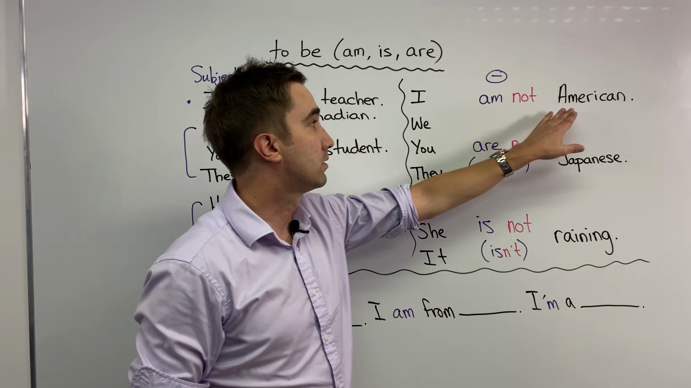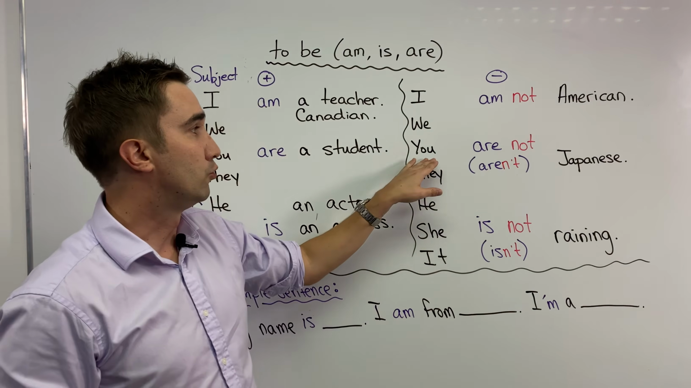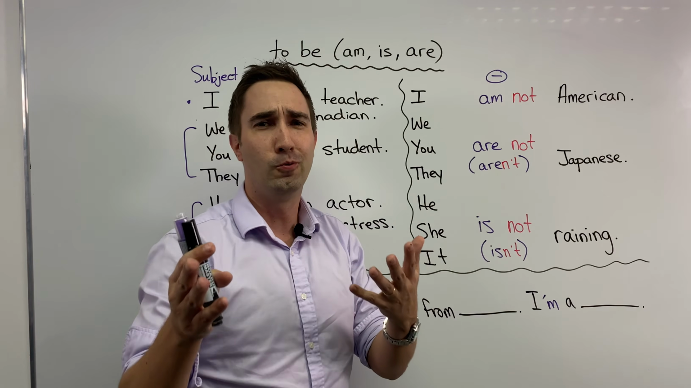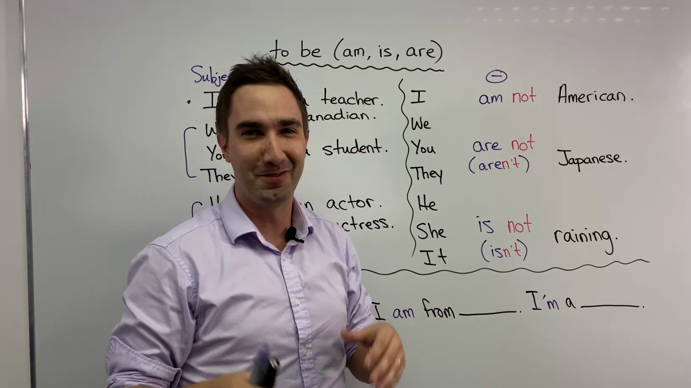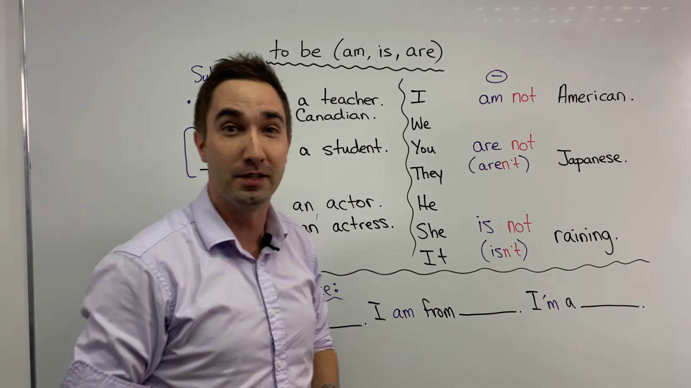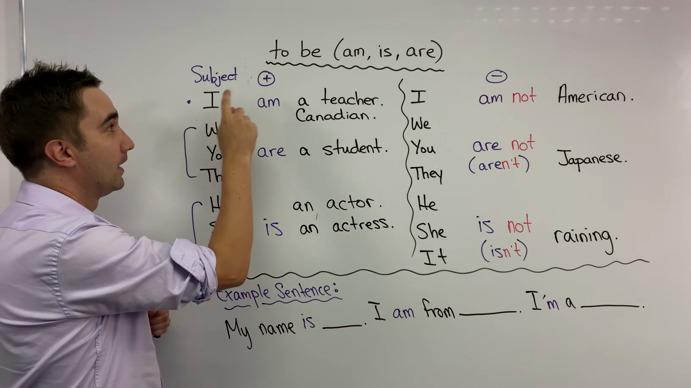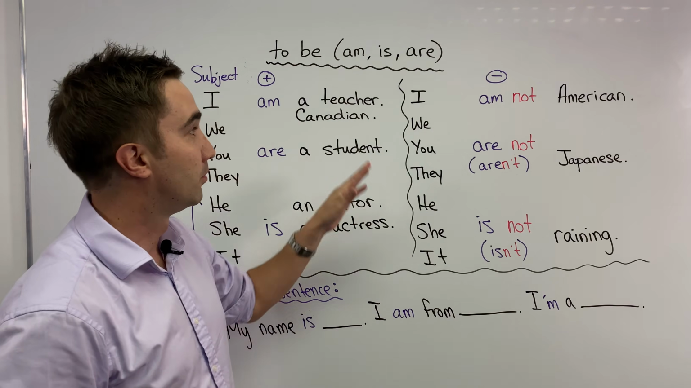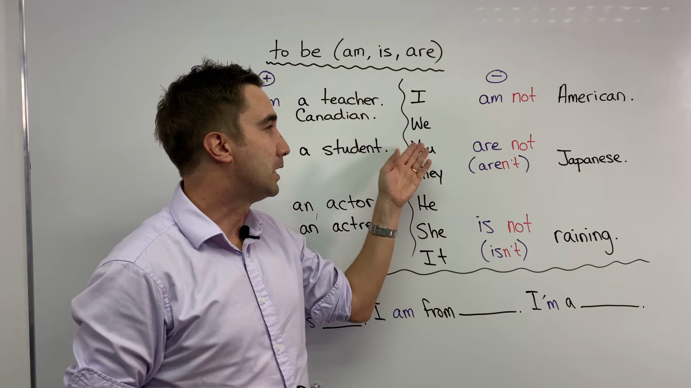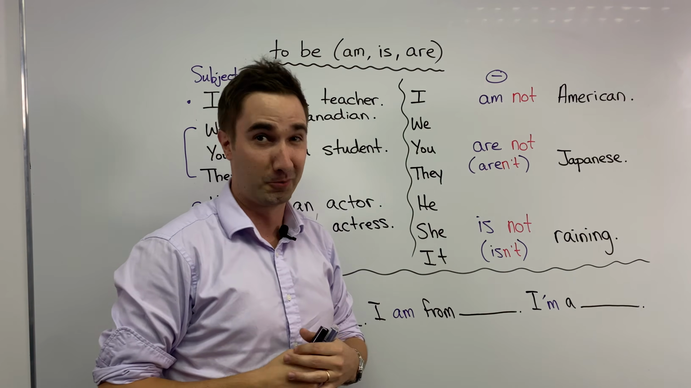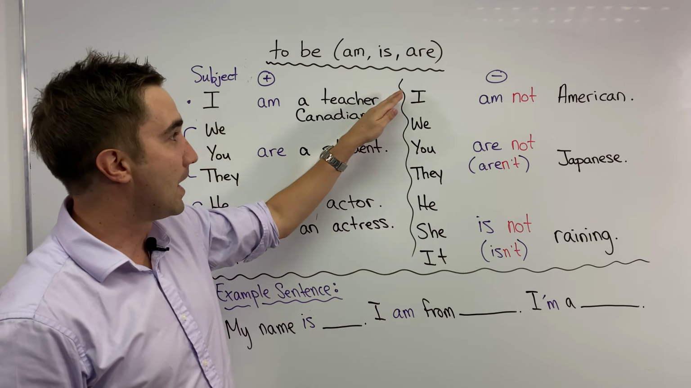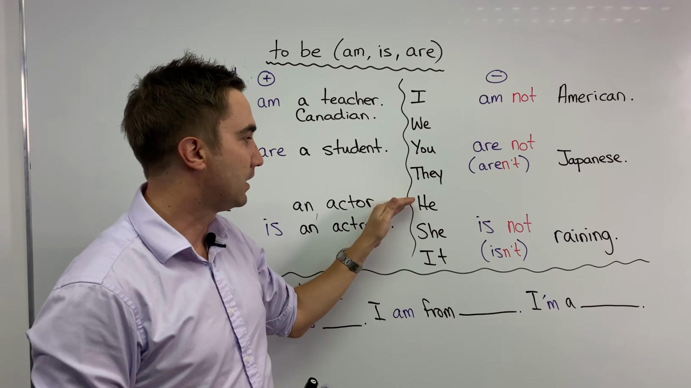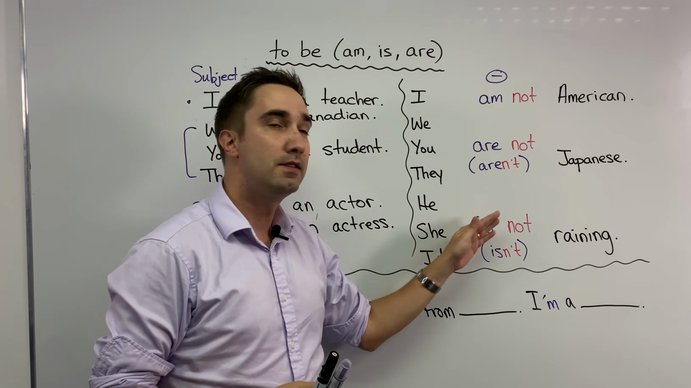I am not American. You are not Japanese. Well, you might be Japanese. If you're watching this video and you're Japanese, you would say, I am Japanese. Easy, right? But anyway, probably we are not American. Okay? So I am not, we, you, they are not, and he, she, it is not.